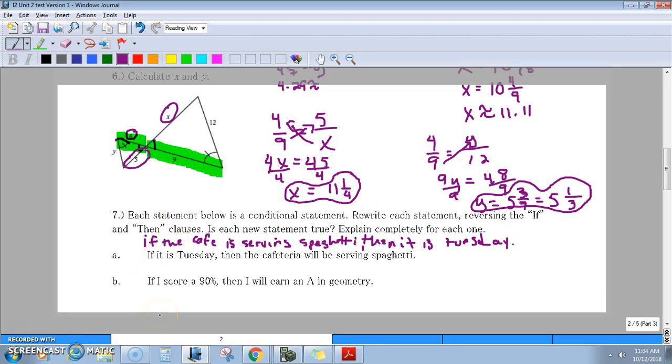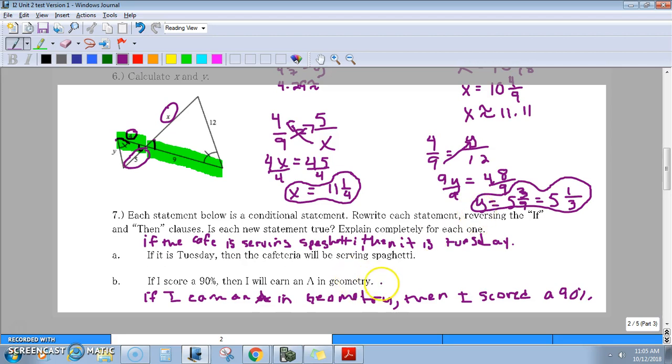The second one is, if I score a 90%, then I will earn an A in geometry. So we're just going to switch this around to if I earn an A, capital A, in geometry, comma, then I scored a 90%. Okay, again, we don't know if it's true. You could have gotten an A and gotten a 95%, right? So I'm not writing down the explanation. You guys would need to be able to do that. But I am explaining my thought process.